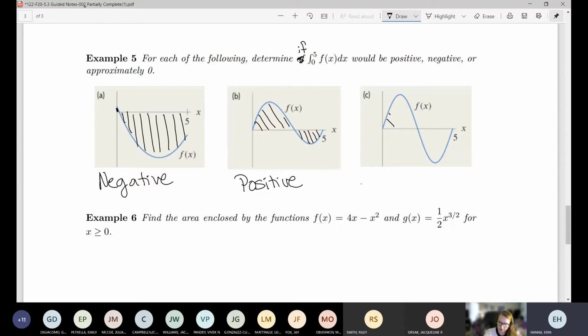And then this last one, we have some area above the x-axis and some area below the x-axis. Both of those areas seem to be approximately the same size and shape. So if one is treated as positive and the other as negative, but they look to be the same amount of stuff, that's going to end up making this approximately 0.